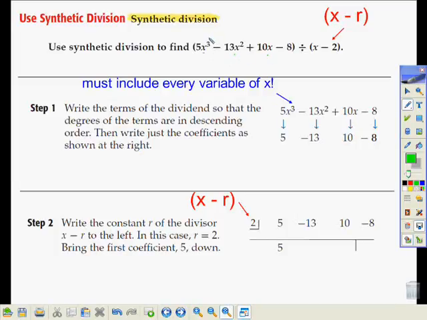polynomial is. Notice that these are in descending order, 3, 2, 1, and then no exponent. Okay, we need to have that. We need to have every variable there. And I'll show you what to do if they don't have that variable. I'll show you that a little bit later.